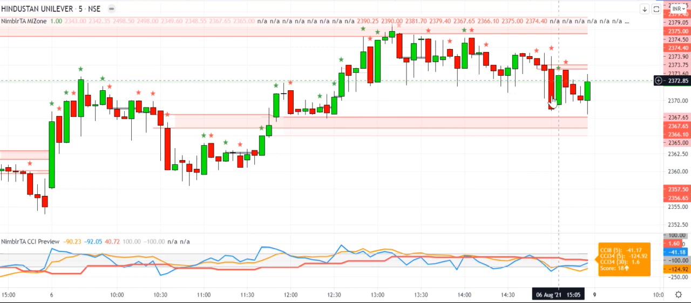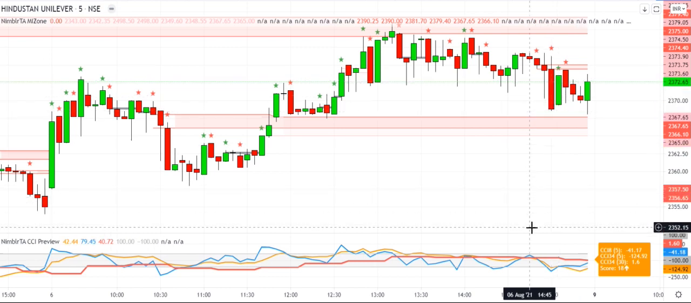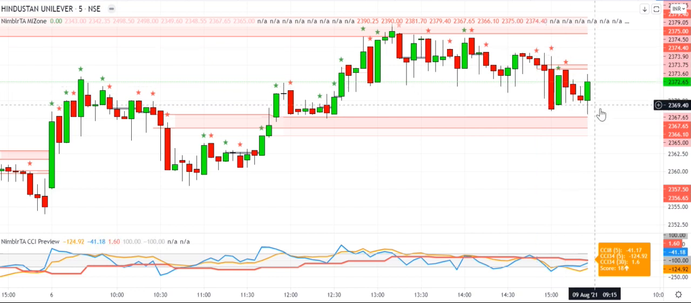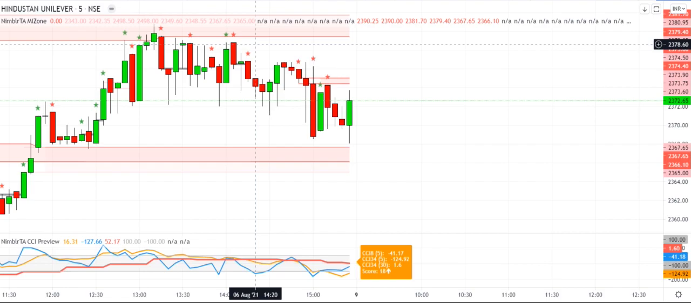Also to be noticed over here is the meeting of all the three CCIs. They meet together and then they start to depart. As they depart, the stock moves from 2376 to approximately 2367. So this is how it can help you with the analysis of the values.